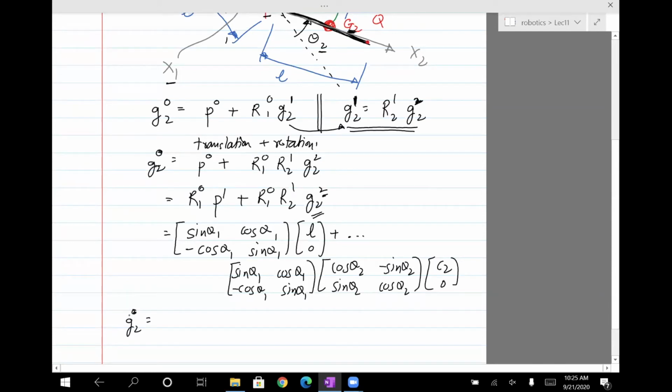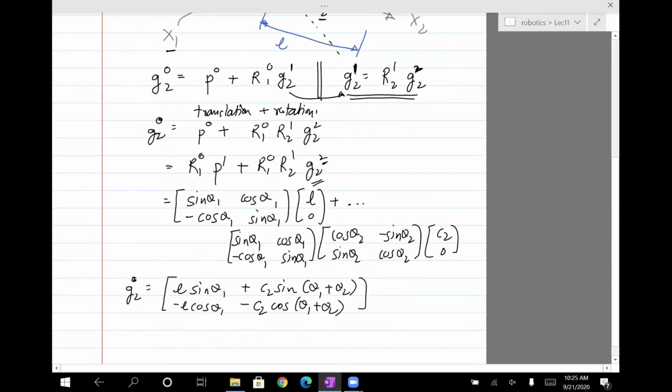Okay, so there's a little bit of math involved here. I frankly did not do this math by hand. I actually used MATLAB to do it. So I'm just going to write down the final answer and I'll show you later on how to do this in MATLAB. You probably also know how to do it in MATLAB if you practice doing symbolic notation. So it's going to be L sine theta 1, C2 sine theta 1 plus theta 2, and then minus L cosine theta 1 minus C2 cosine theta 1 plus theta 2.